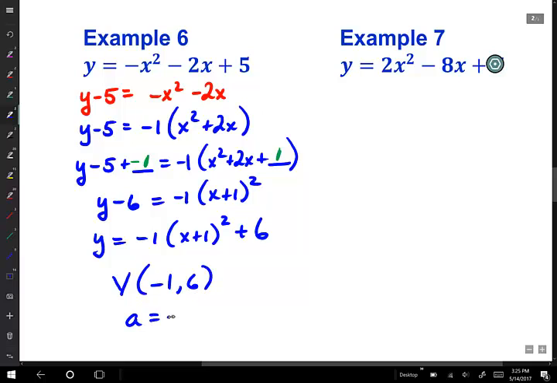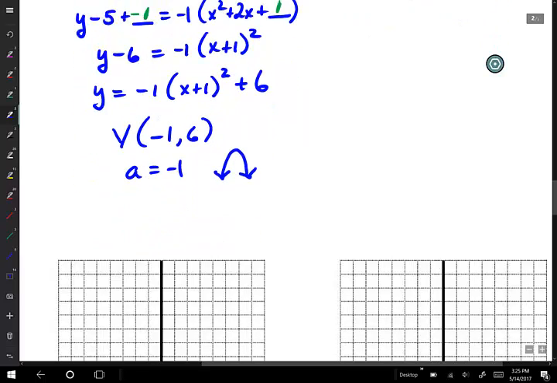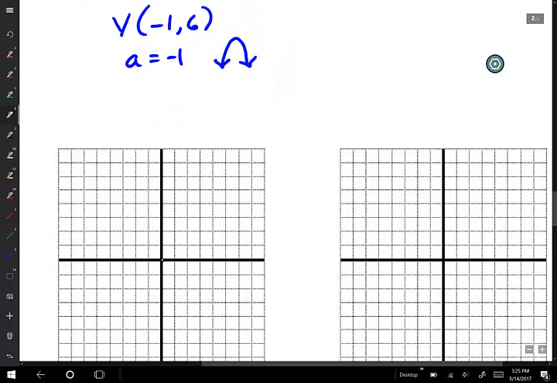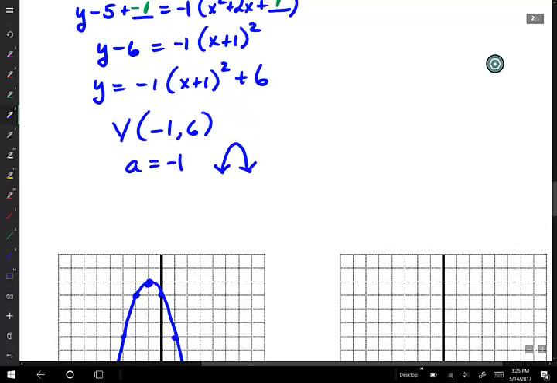My a value is negative 1, so this parabola is going down as we start. So let's take a look at how this is going to graph. Negative 1, 6, over 1, down 1, over 2, down 4, over 3, down 9. And there we have our sketch very quickly. The goal here is this is not going to take you very long to convert these.